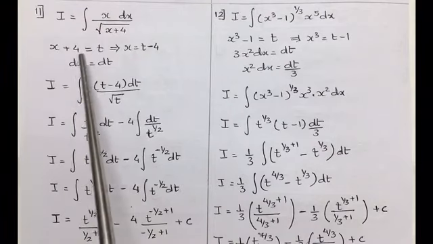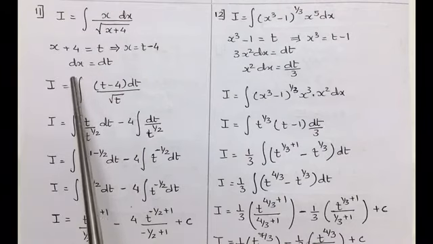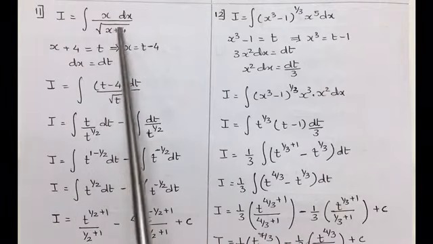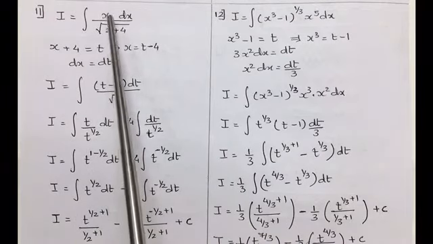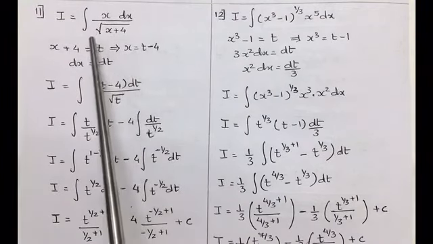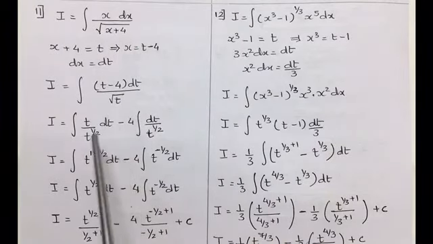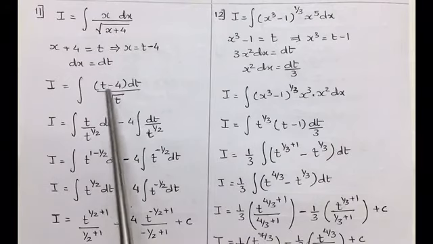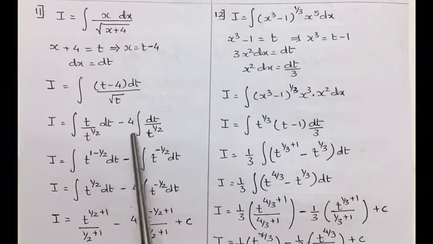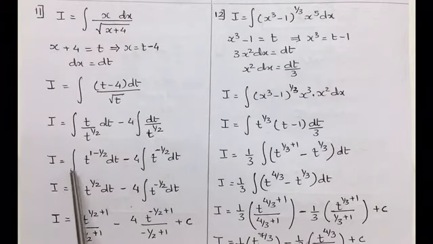Now taking differentiation on both the sides, we'll get dx is equal to dt. Putting all the values in the example, in the place of x, it will be t minus 4 dt, and for root of x plus 4, root t will be substituted. Now dividing both by root t, we get t upon t raised to half dt minus 4 integration dt upon t raised to half.